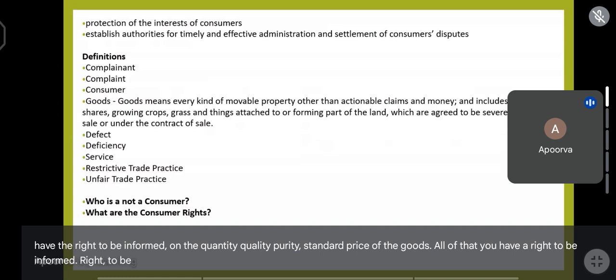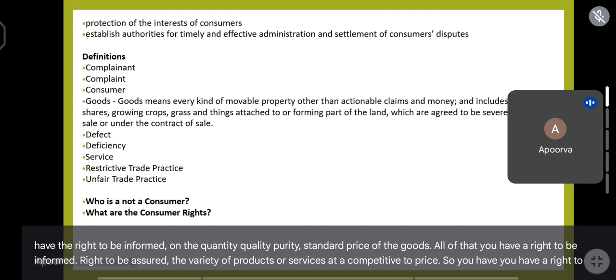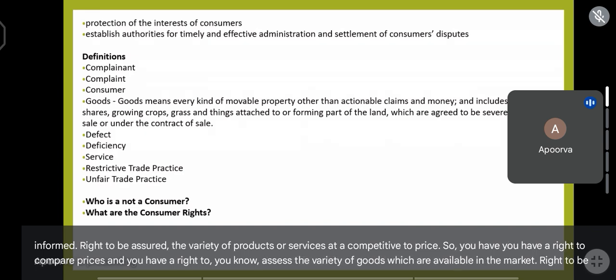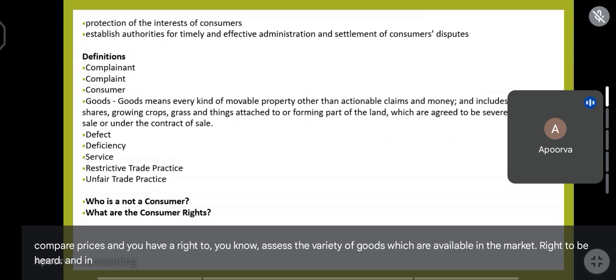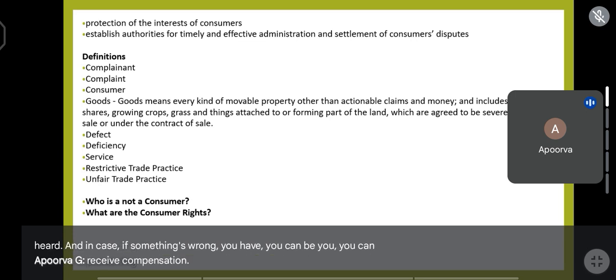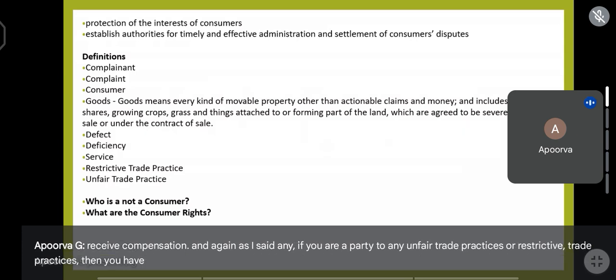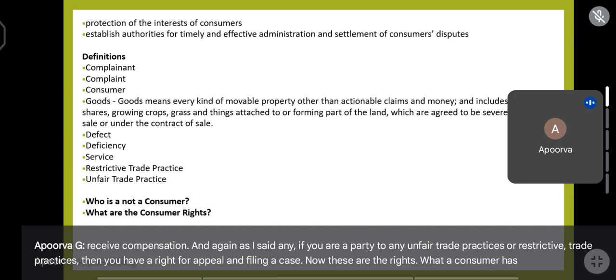The right to be assured of a variety of products or services at a competitive price. So you have a right to compare prices, and you have a right to access the variety of goods available in the market. A right to be heard, and in case something is wrong, you can receive compensation. And again, as I said, if you are a party to any unfair trade practices or restrictive trade practices, then you have a right to appeal and file a case. These are the consumer rights.